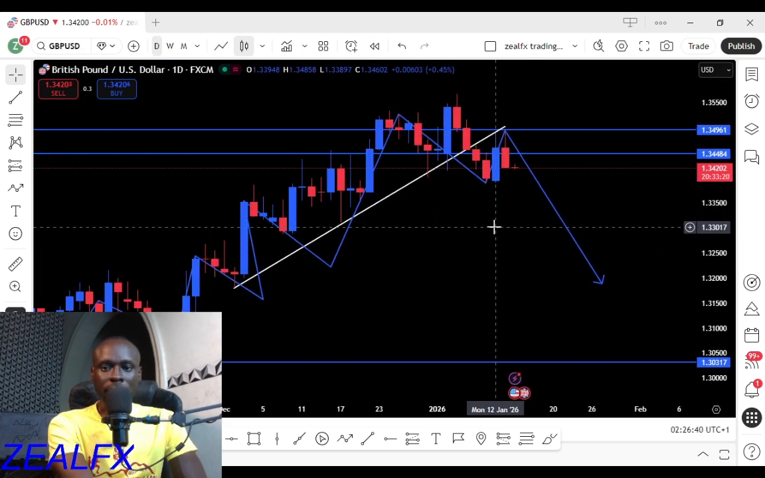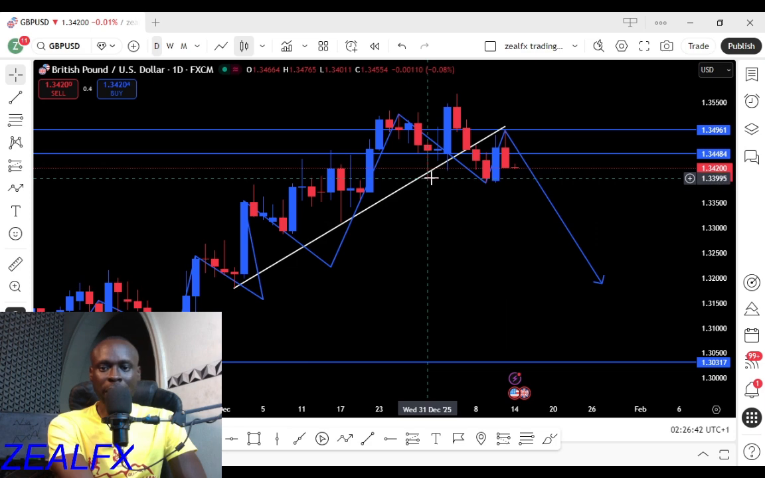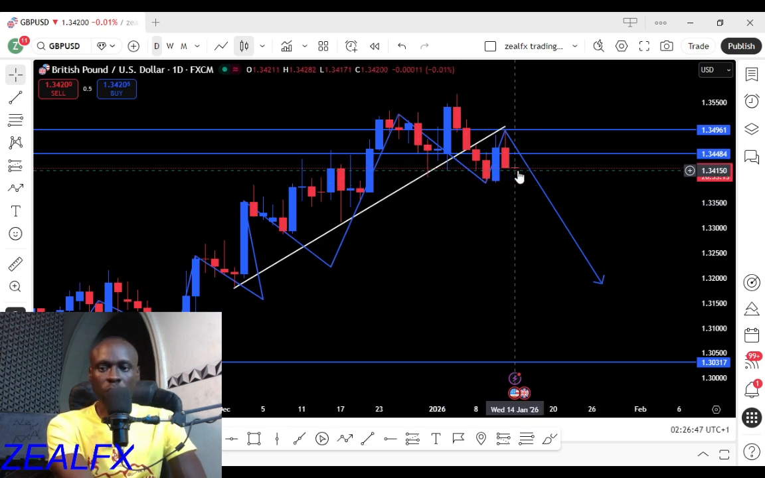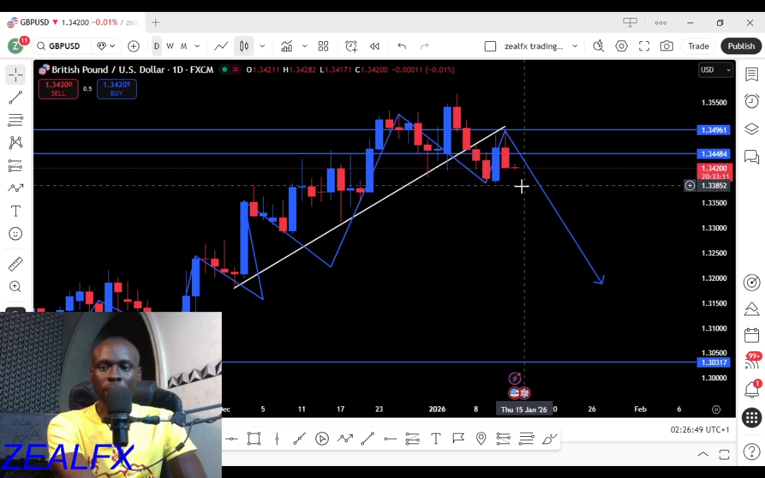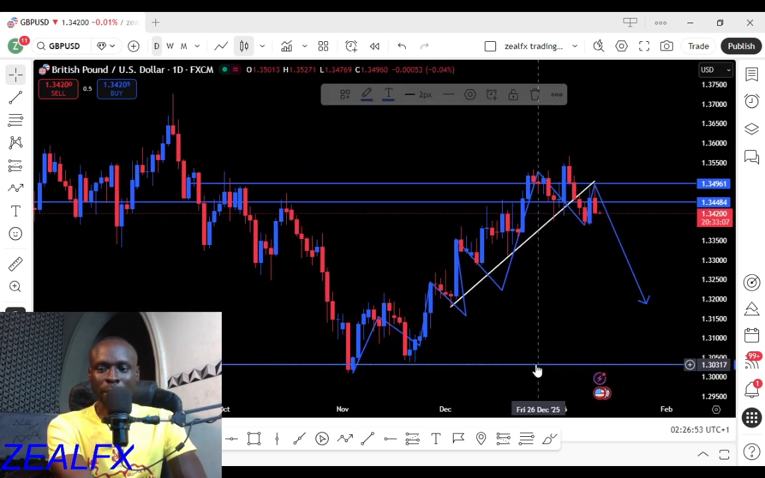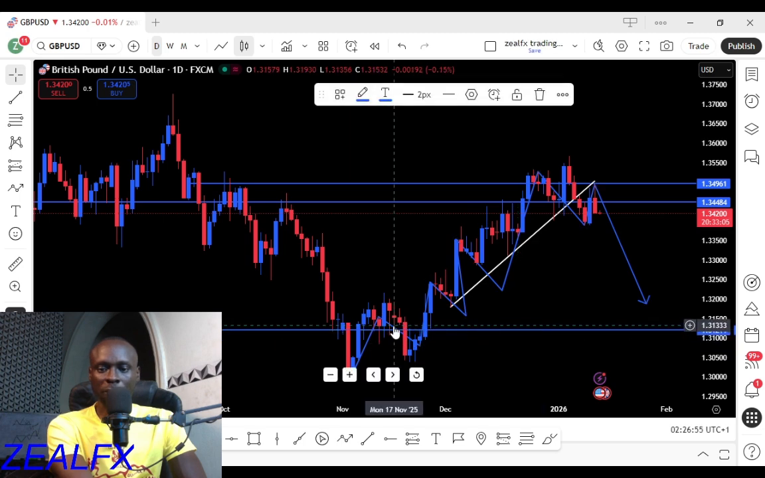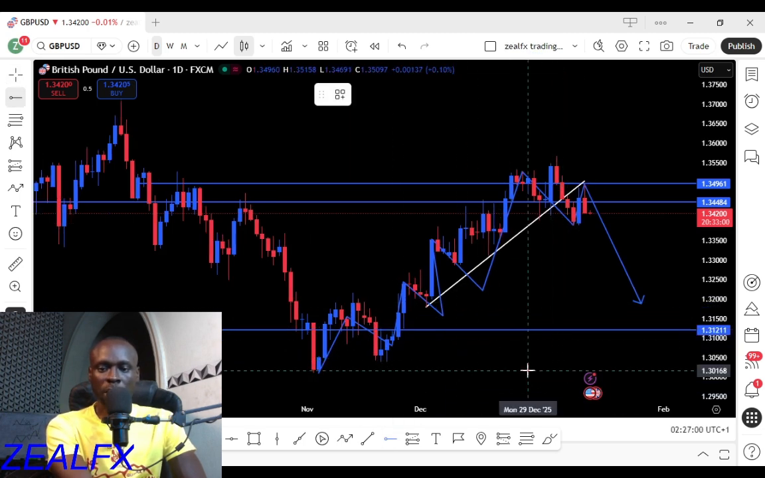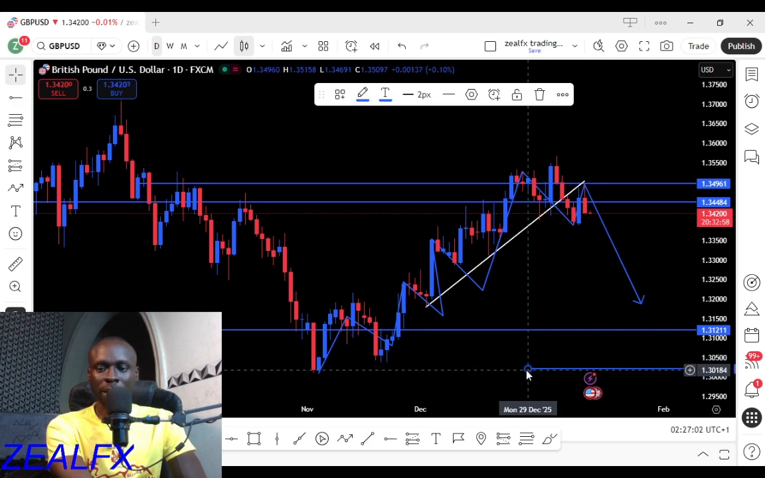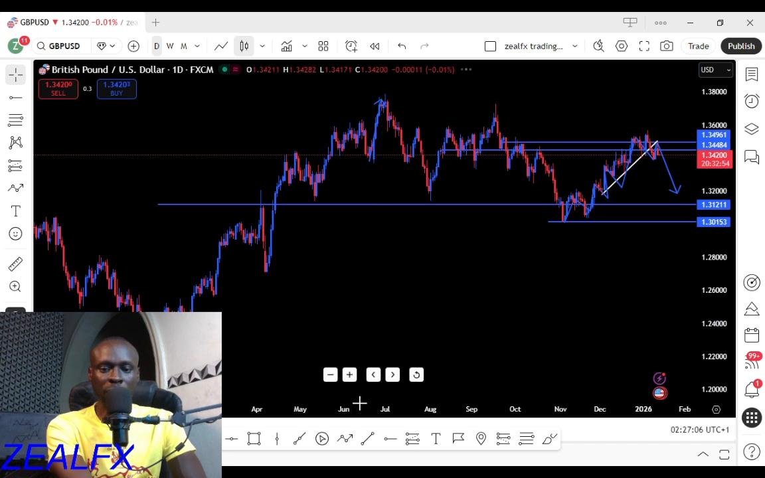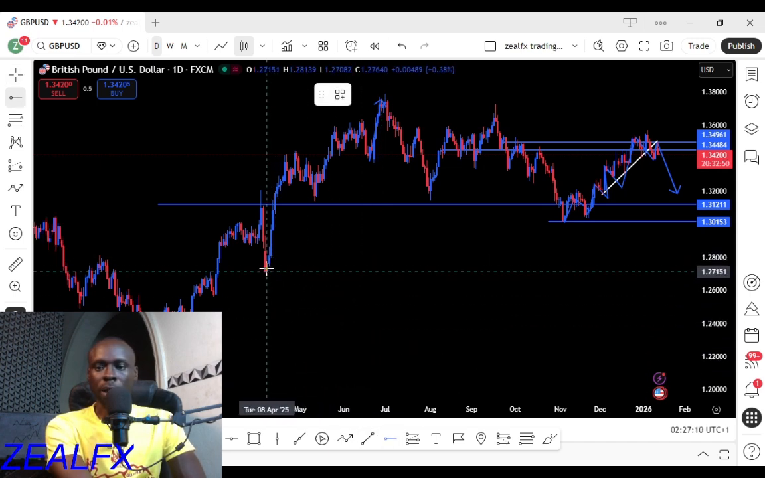Now you can see that price closed below this higher low of an inner structure. This indicates a strong bearish trend coming on the GBPUSD to this next support level. We are expecting price to drop to this support level as our first target, and the next target to be this major support level. It is possible for price to break this major support level, and our next target to be this weekly support level.